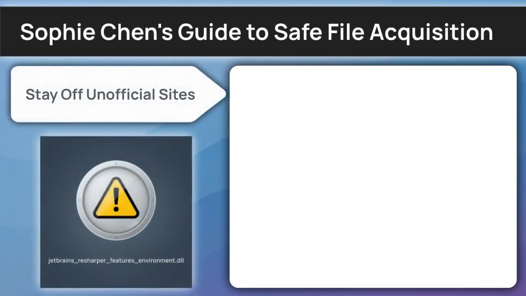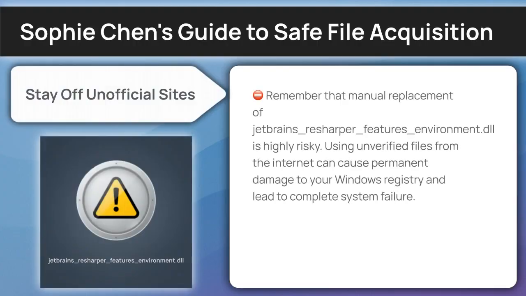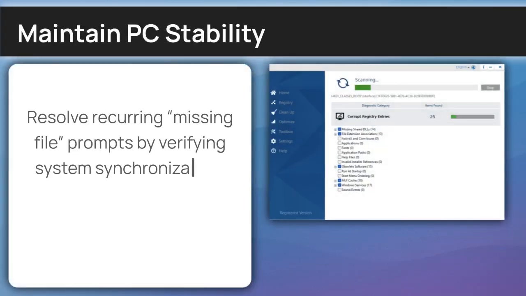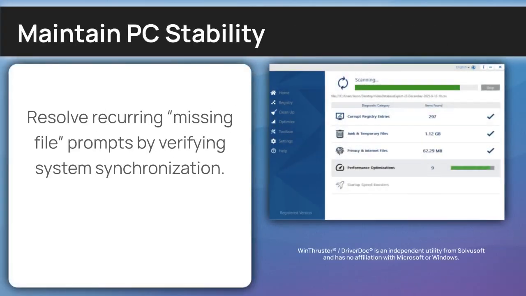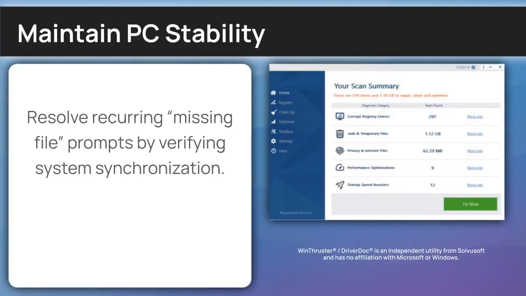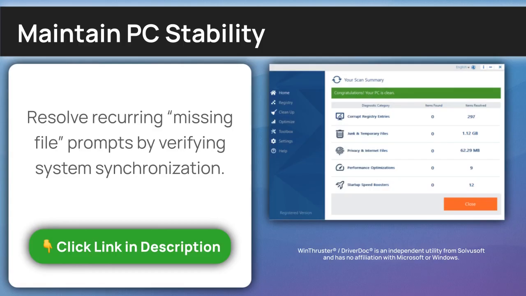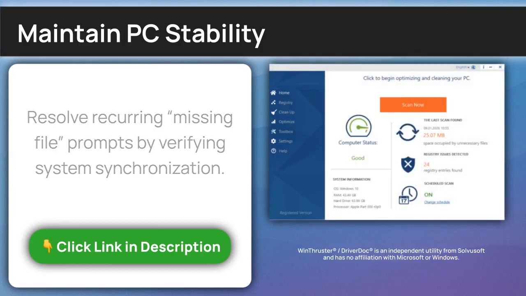A quick professional note on security: sourcing components correctly is just as important as the fix itself. Keep in mind that Jetbrains ReSharper Features Environment DLL must be properly synchronized with the Windows registry. Simply dragging and dropping a file rarely addresses the root cause of the initialization failure. To ensure your system remains within verified parameters, you might choose to use an authorized maintenance path for ongoing support. Review repair-related information for Jetbrains ReSharper Features environment by consulting the diagnostic utility linked below.